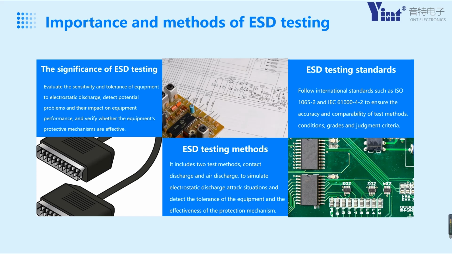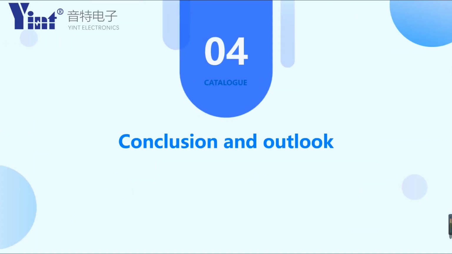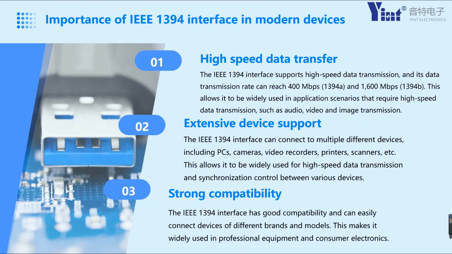ESD testing standards. Follow international standards such as ISO 10605-2 and IEC 61000-4-2 to ensure the accuracy and comparability of test methods, conditions, grades, and judgment criteria. High-speed data transfer. The IEEE 1394 interface supports high-speed data transmission, and its data transmission rate can reach 400 megabits per second, 1394A, and 1,600 megabits per second, 1394B.